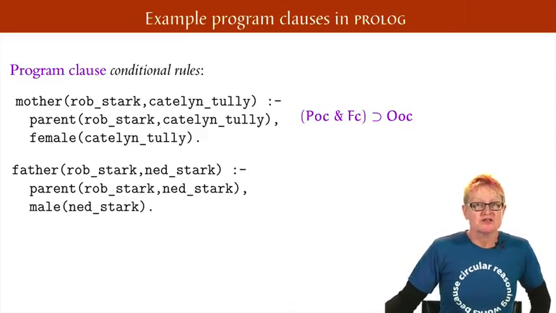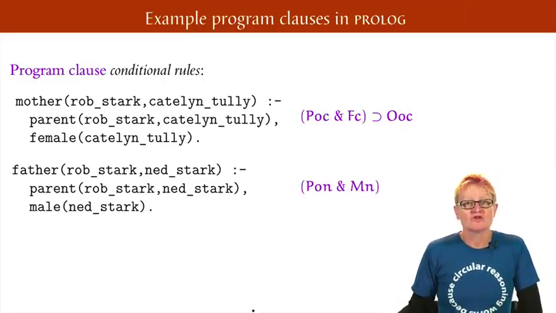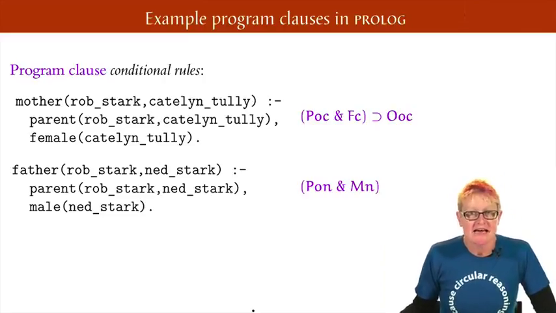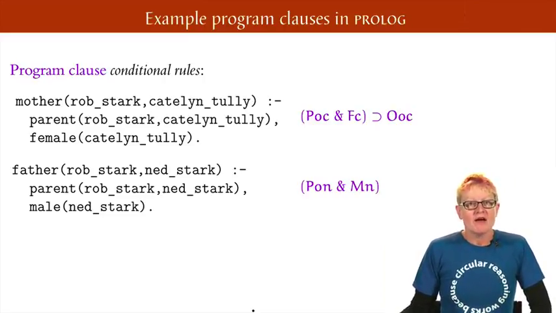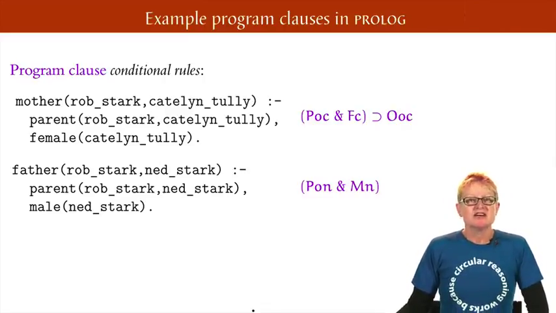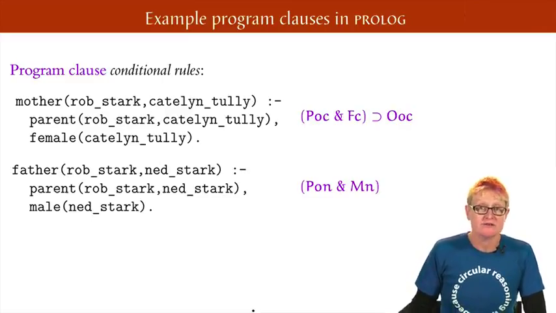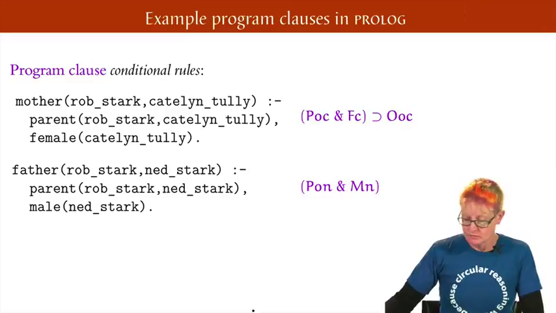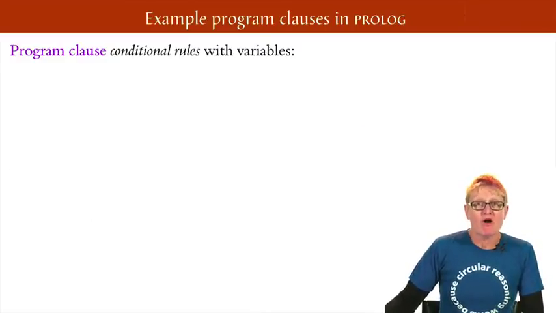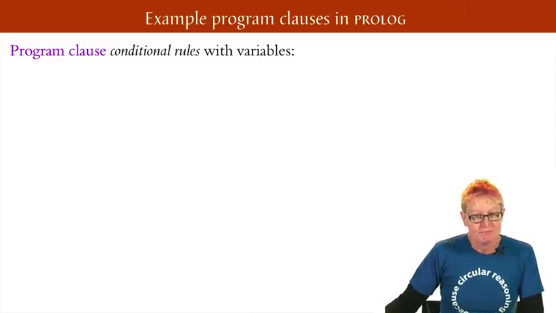Using the analogous construction for the father predicate, we can draw the logical consequence that the father of Rob Stark is Ned Stark. Clearly, this pattern of mother of, if, parent of, and female is just one instance of a generalisation that applies to all people. Likewise, for the pattern father of, if, parent of, and male.